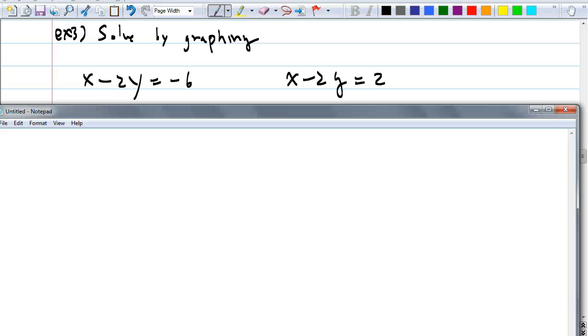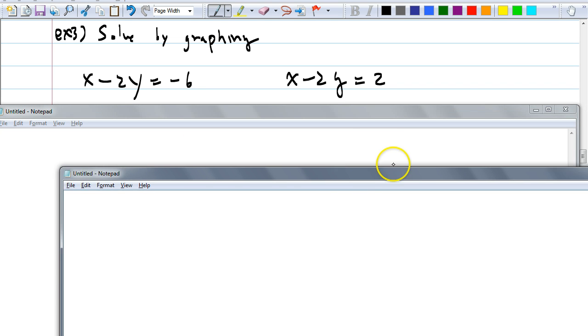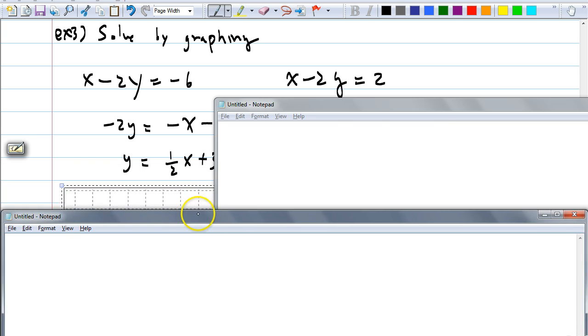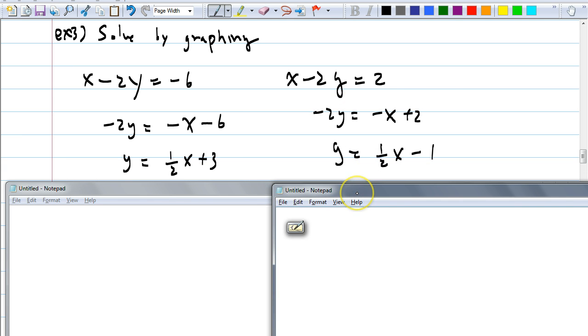Good. You want to change them into slope-intercept form? What do you get when you do that? Y equals 1/2 x plus 3. Good. Yeah, that's what I got. Good. Almond, what about the second equation? When you change it to slope-intercept form, what do you get? Y equals 1/2 x minus 1. Minus 1. It's very good.